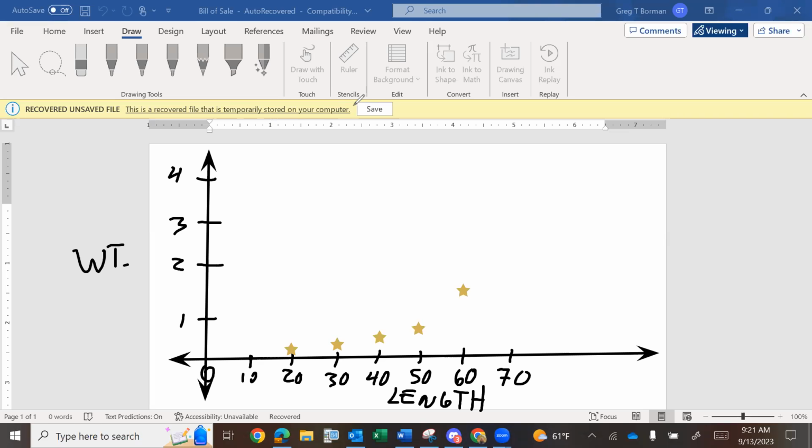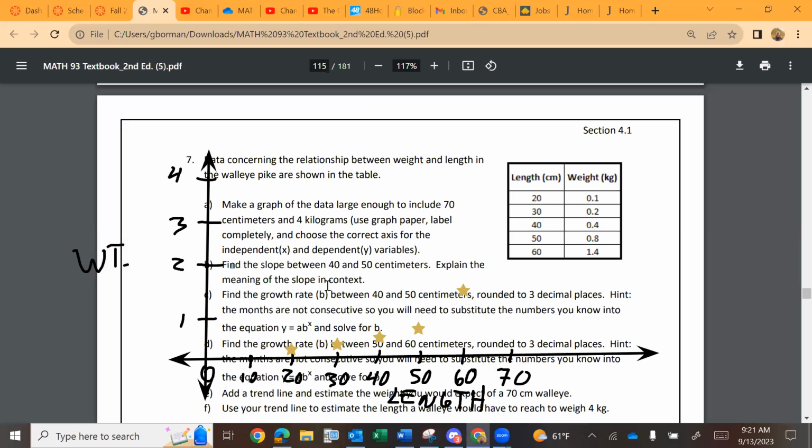Okay, so that I believe takes care of part A. And dang, I'm discombobulated now. Where am I? Okay. So part B, find the slope between 40 and 50 centimeters. And of course, explain the meaning.